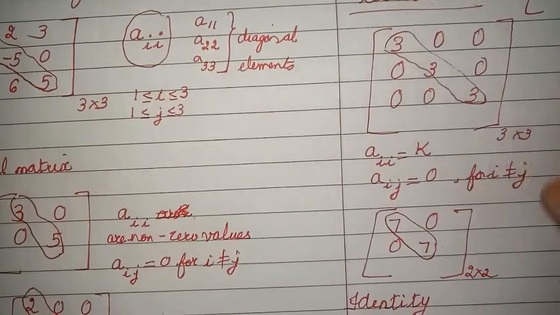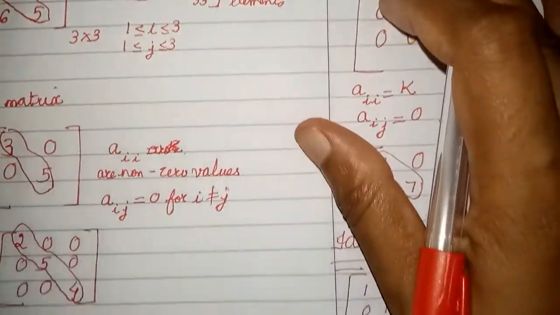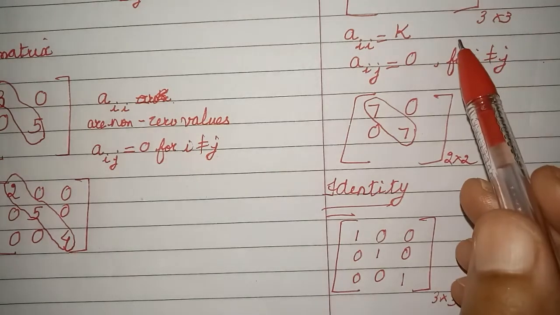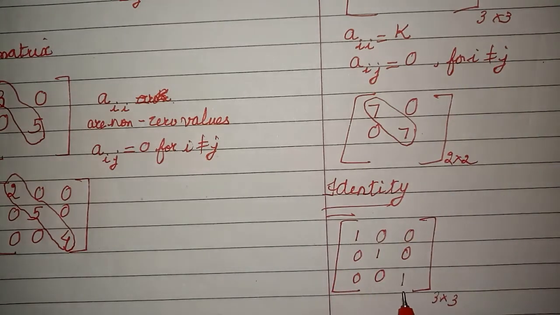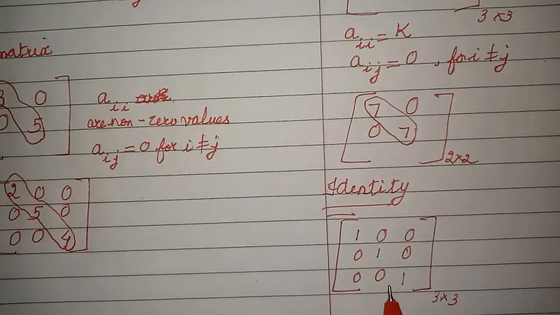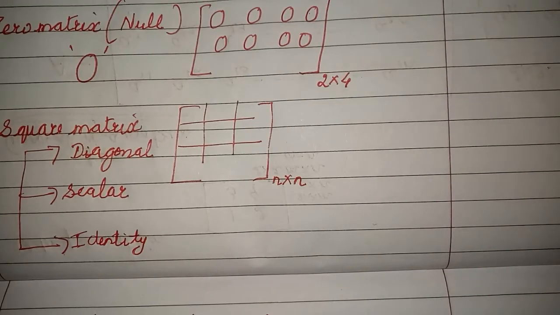Just look at the scalar definition and the identity definition. You can see that here the values are the same, and here the values are also the same but they are 1. If they are numbers other than 1, then it is called a scalar matrix. If the values happen to be 1, then it is called an identity matrix. So to my left side, different values, diagonal matrix; same values, scalar matrix; all values 1, identity matrix. So these are the different types of matrices: column matrix, row matrix, zero matrix, square matrix, which is divided into diagonal, scalar and identity matrix.